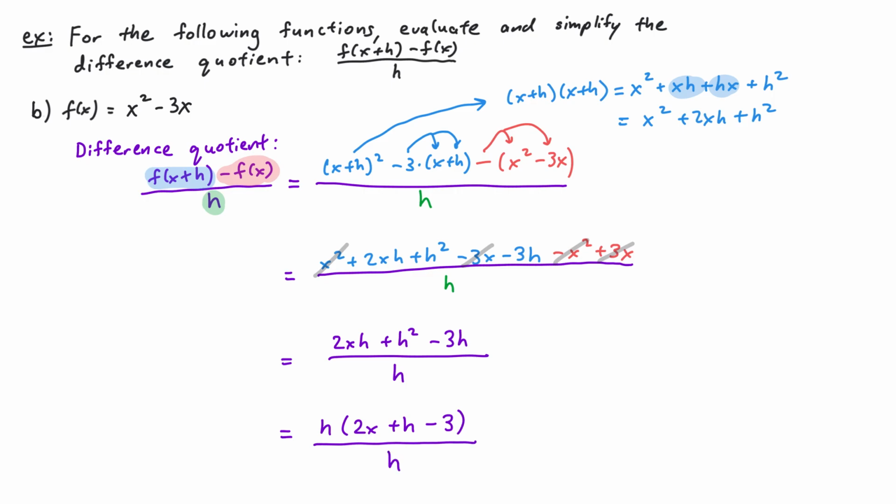And since both the numerator and denominator have a common factor of h, we can cancel those out, and we're left with just 2x plus h minus 3. So for the function f of x equals x squared minus 3x, our simplified difference quotient is 2x plus h minus 3. Let's look at one last example with a different function.